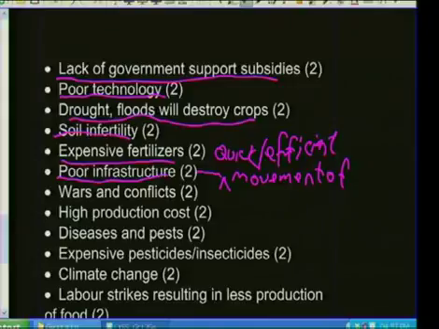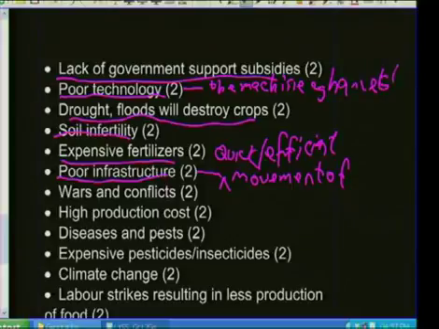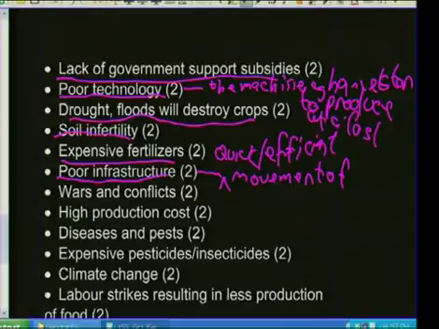If I take poor technology, it's not worth 2 marks. This is the examiner's guideline. I would say poor technology, all right, we don't have the machines, example, harvesters, to produce at a fast rate. Okay, are you getting this, learners?